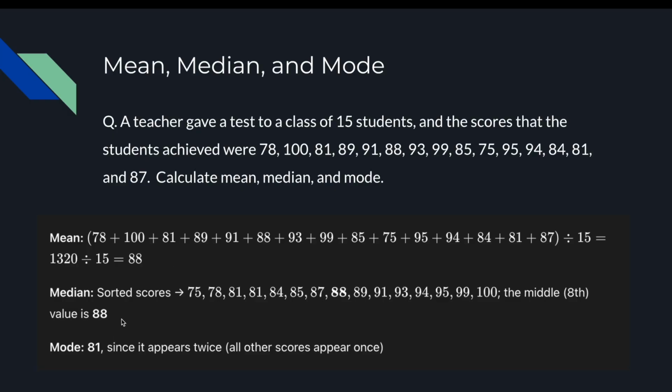Median. Like I said, you sort the scores in ascending order, like it's done here, and cross the numbers off, and the middle number is 88. So your median is also 88. But note that the mean and median don't always have to be the same. And the mode is 81 since it appears twice and all the other scores appear once.